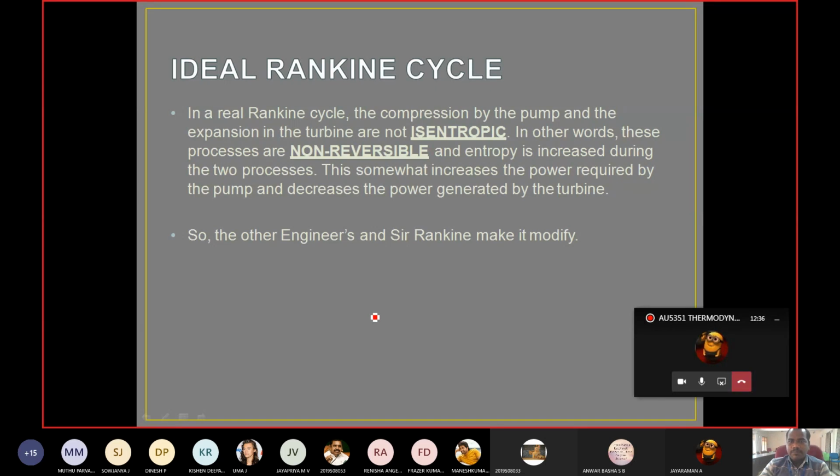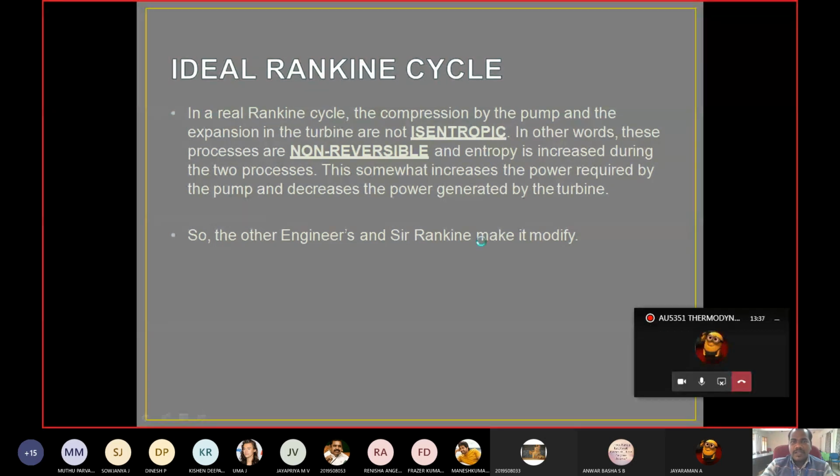In a real Rankine cycle, the compression by the pump and the expansion in the turbine are not isentropic. We saw that there are two isentropic processes, but in a real Rankine cycle, that is not possible. In other words, these processes are irreversible, and the entropy is increased during these two processes. This somewhat increases the power required by the pump and decreases the power generated by the turbine. So we need more power to run the pump, and the power produced by the turbine may decrease. So engineers, and Sir Rankine, modified it. Then they produced the Rankine cycle.